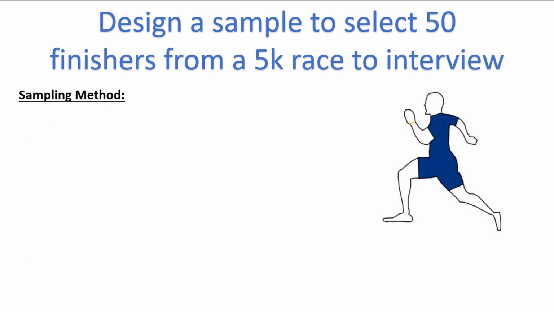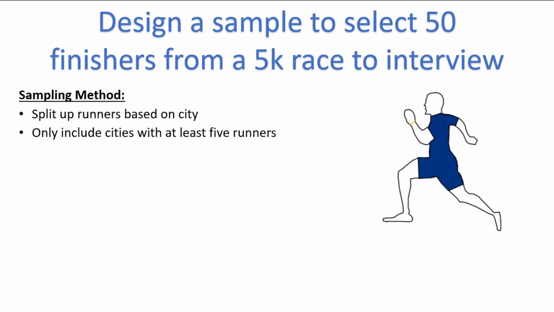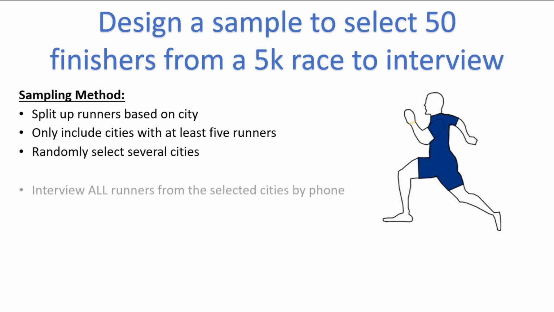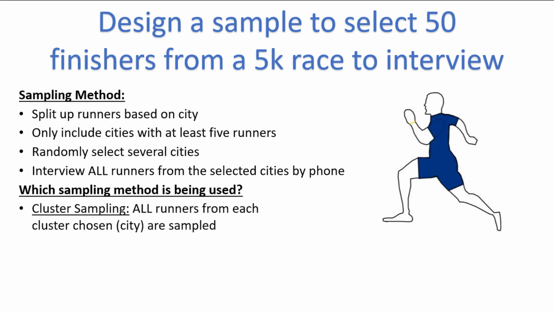Next, assume that we know which city each runner is from. We separate the runners into groups based on their city, and only include the cities with at least 5 runners. Then we randomly select cities and survey all runners from the selected city through a phone call 1 week after the race. Which sampling method is this? This is a cluster sample. Each city is a cluster, and all runners from each selected cluster are sampled.